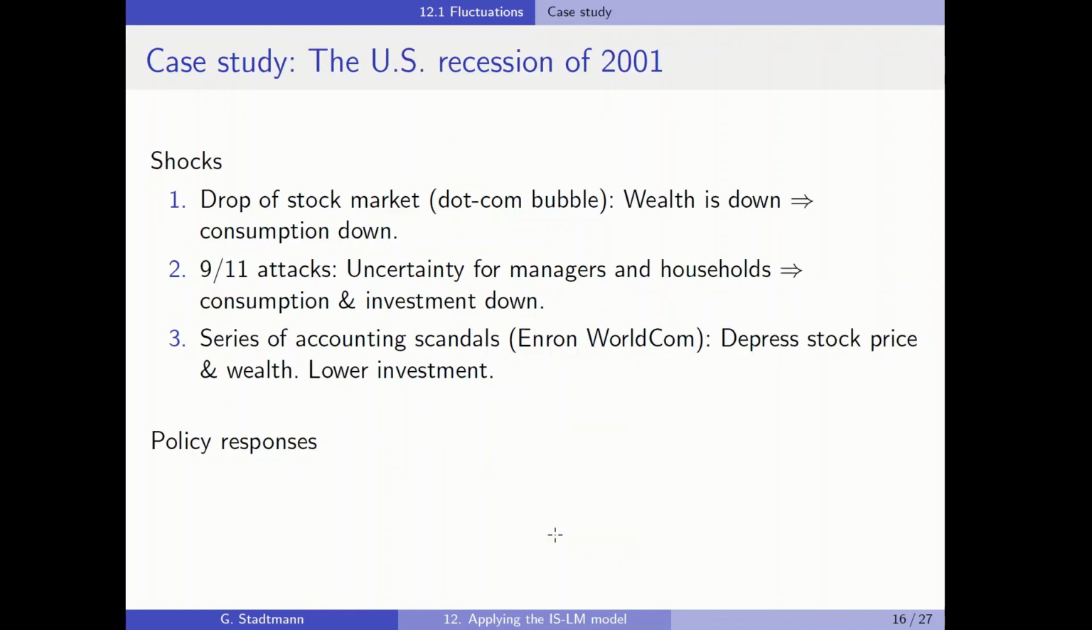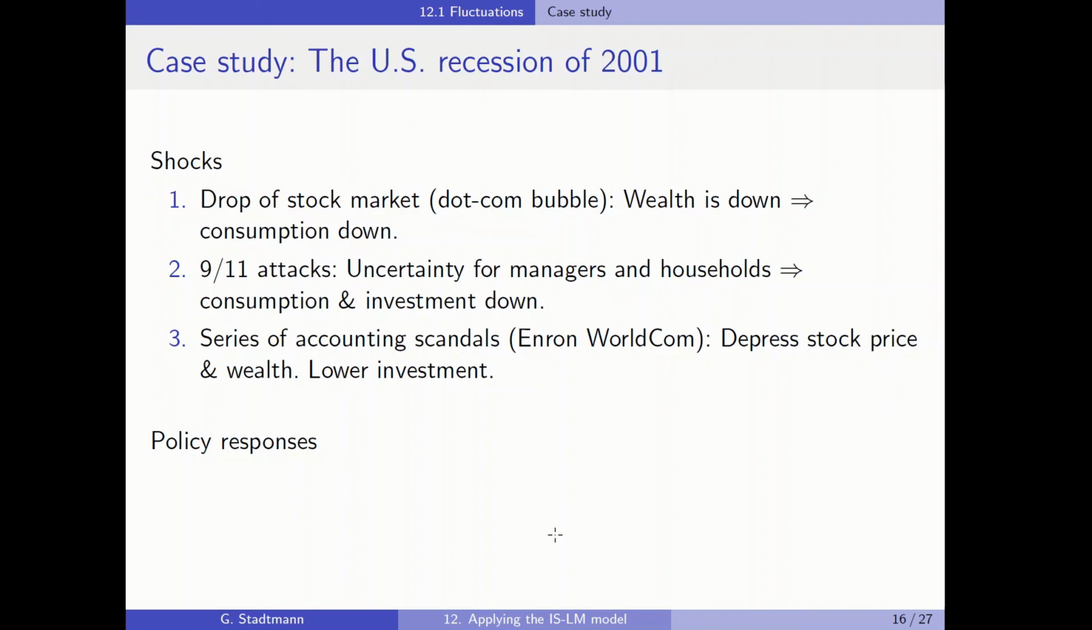In the textbook, what follows is a case study related to the US recession of 2001. What happened in this time period? There was a drop of the stock market because the so-called dot-com bubble burst. A lot of internet companies were founded in the second part of the 1990s, the stock market was at an all-time high in 2001, and suddenly the stock market plummeted.